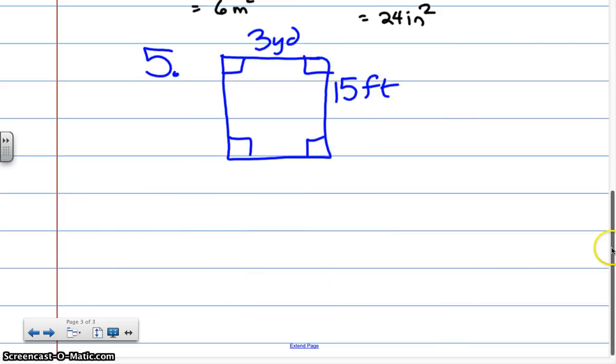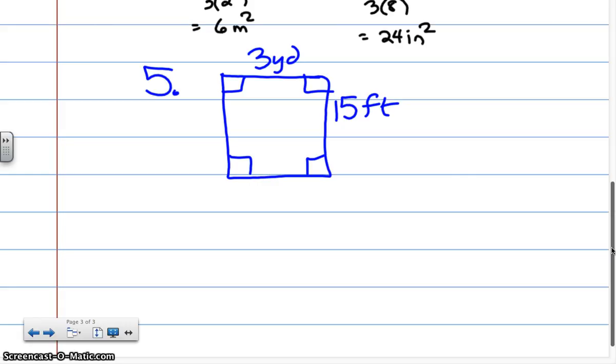Now I can't start combining them yet. They need to be like units. It's just like combining like terms. When you start multiplying things, you need your units to be alike. And I have a yard and a feet. So I either want to convert my feet to yards or my yards to feet. It really doesn't matter how you want to do it. Whatever's easiest for you. But my conversion factor is I know there are 3 feet in 1 yard.